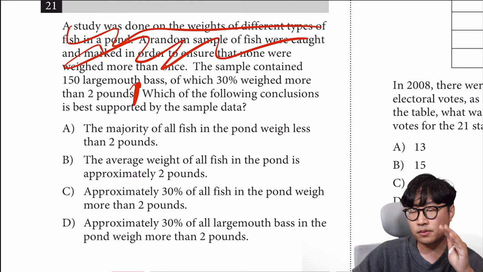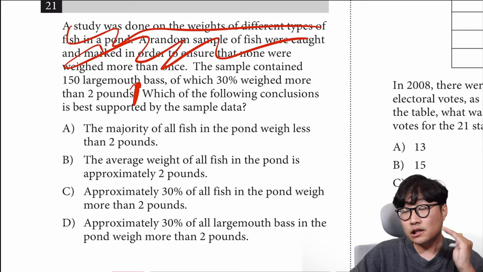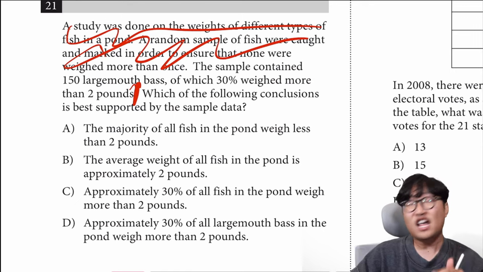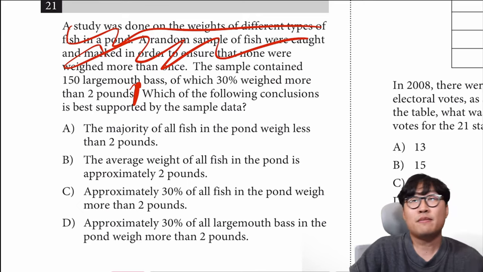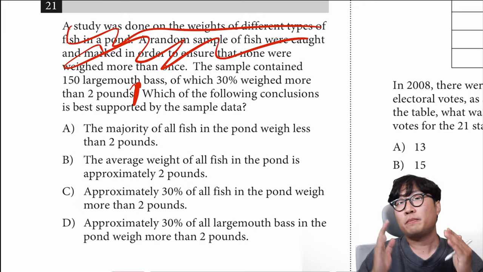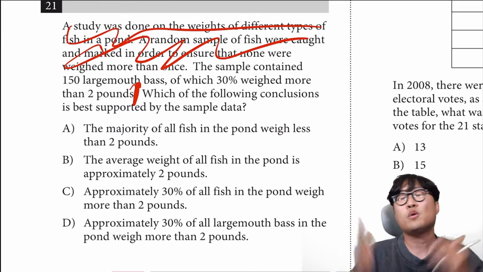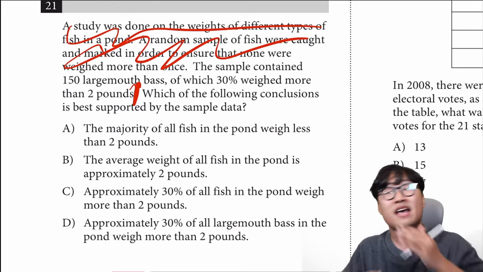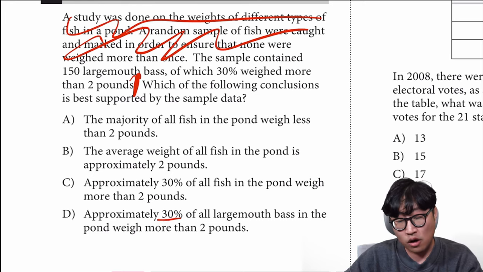First of all, all we did is 150 largemouth bass, not a smallmouth bass or salmon or tuna or any of that. Largemouth bass, right? So the best conclusion you can ever draw from this particular experiment is only something about the largemouth bass. Nothing else, right? So let's take a look. D, approximately 30% of all largemouth bass in the pond weigh more than 2 pounds.